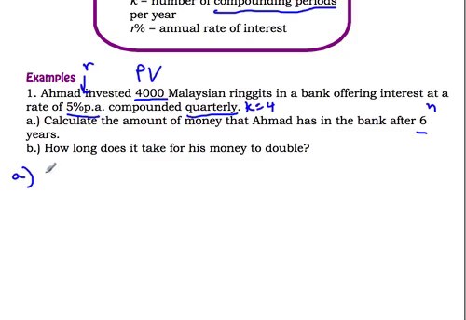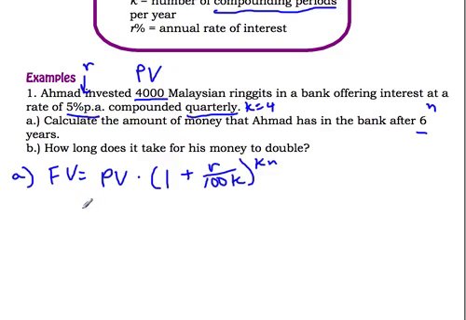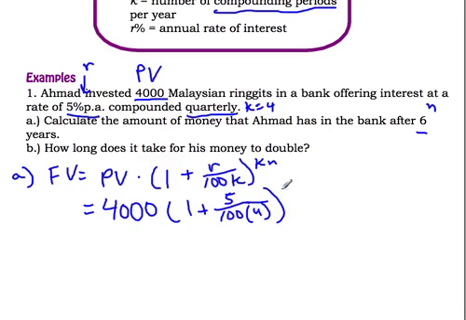So let's write down the formula again. The future value equals the present value times (1 plus R out of 100K) to the power of Kn. Okay, this R divided by 100 just changes the 5% to 0.05. That's why that 100 is in there. So we'll just substitute in all the values. We have 4,000 for present value. We have 1 plus R, which is 5 out of 100 times 4. And here we have 4 times 6, because it's 6 years.